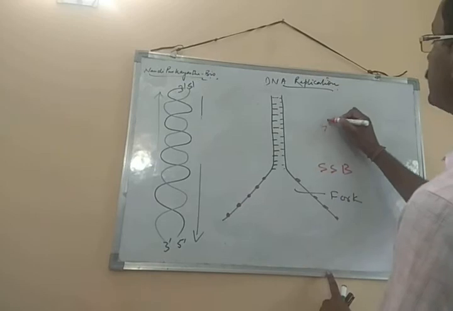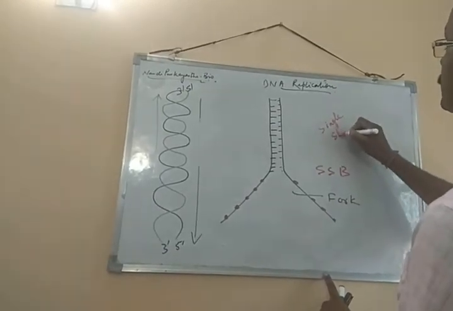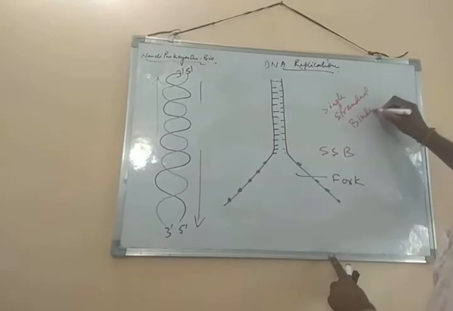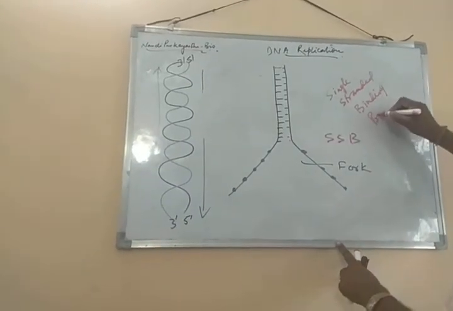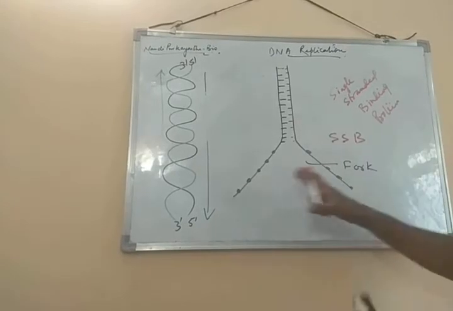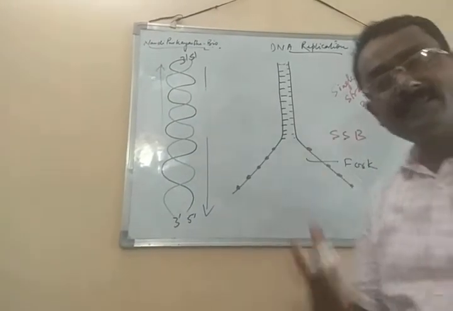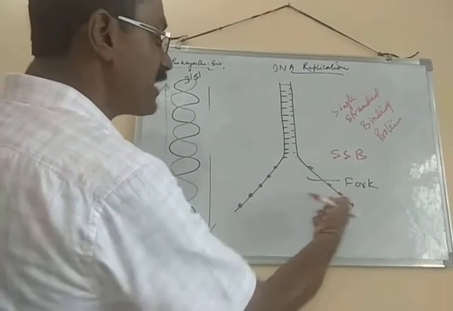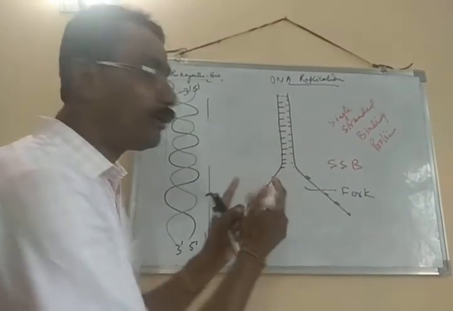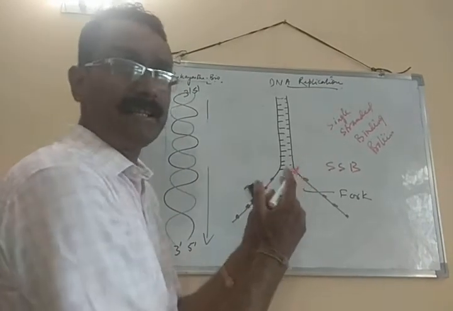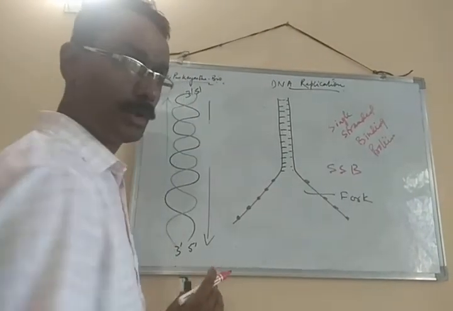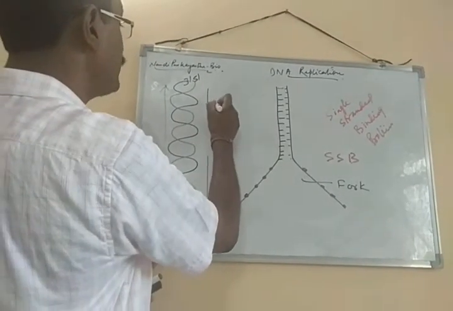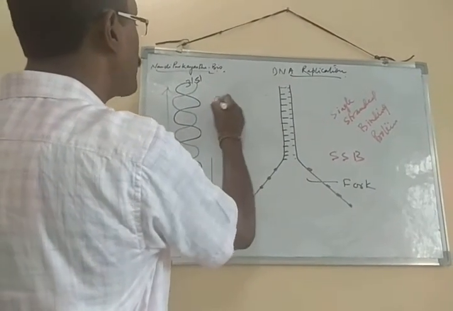Single stranded binding protein. This single stranded binding protein does not let the two separated polynucleotide chains, or the two strands of the polynucleotide, get united. It keeps them separated. Okay. Next, another most important thing that comes after that is the RNA primer.